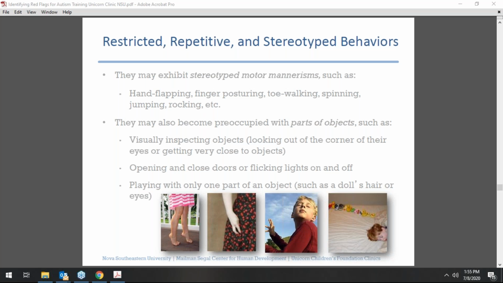So you might see them spinning, jumping, rocking repetitively. If they're in the classroom, you might see them walking or running back and forth, pacing back and forth. Those are some of those repetitive motor movements that we talked about. And like we mentioned before, with the visual inspection, looking out of the corner of their eyes or getting very, very close to objects.